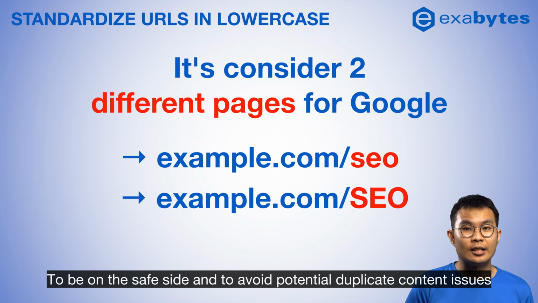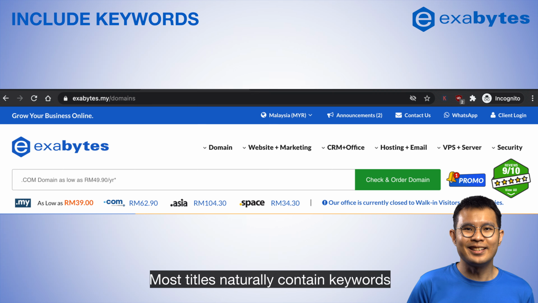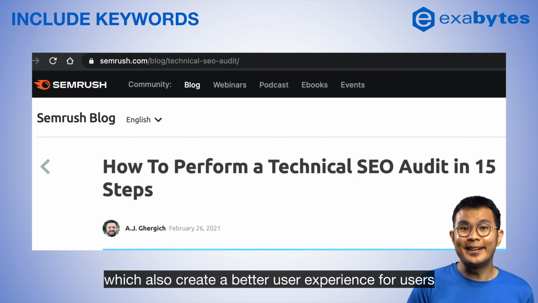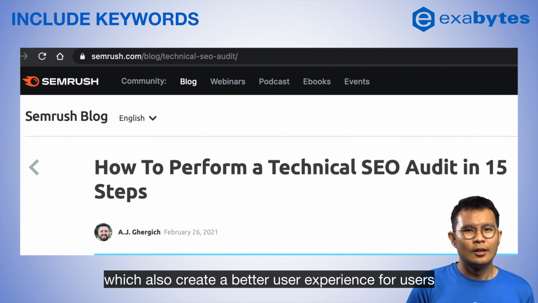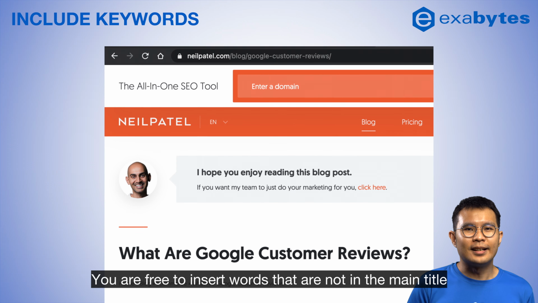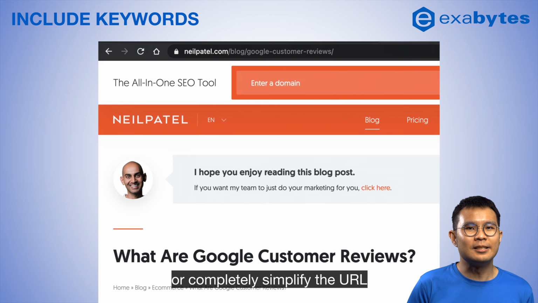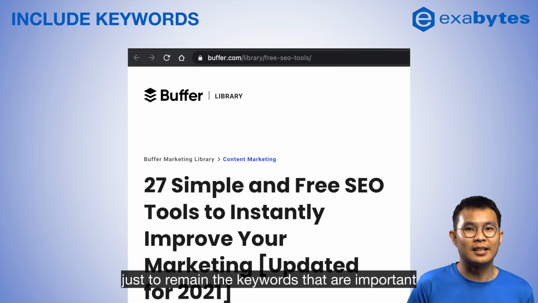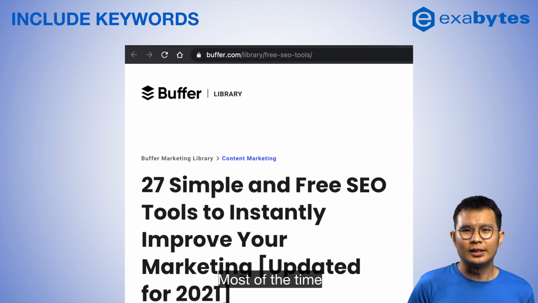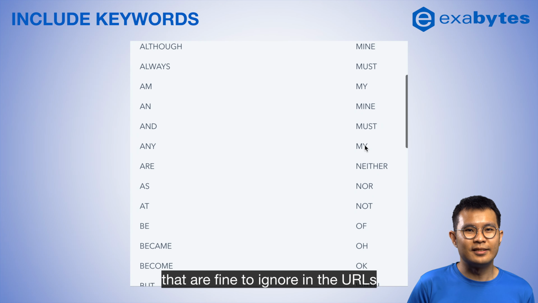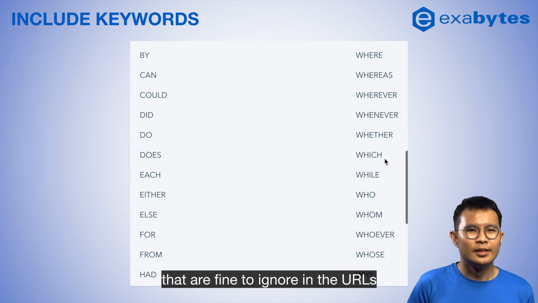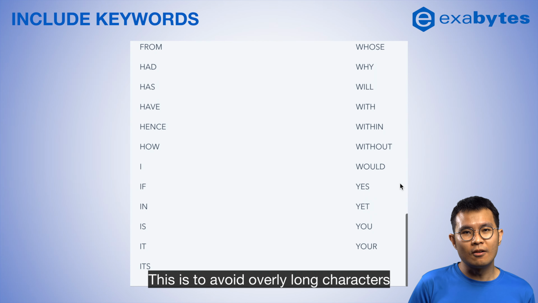The fifth tip is to include the primary keywords. Most titles naturally contain keywords, which also creates a better experience for users. You are free to insert words that are not in the main title or completely simplify the URLs just to retain the keywords that are important. Most of the time, I will remove the stop words that are fine to ignore in the URLs. This is to avoid overly long URLs.